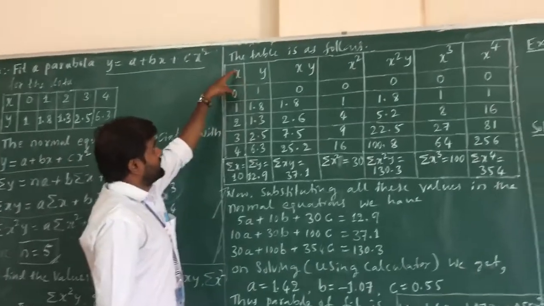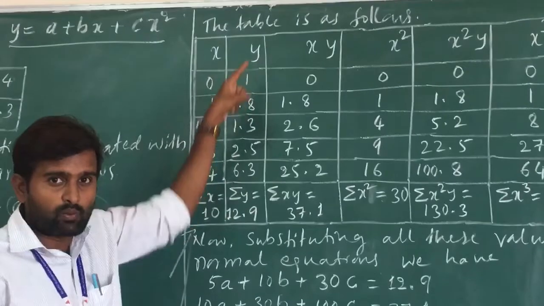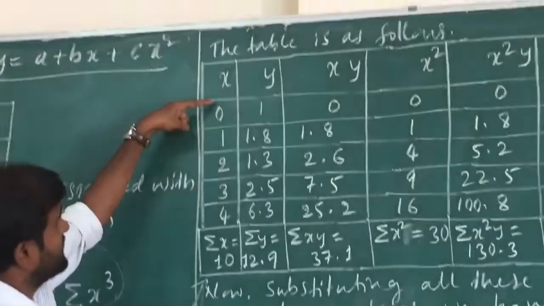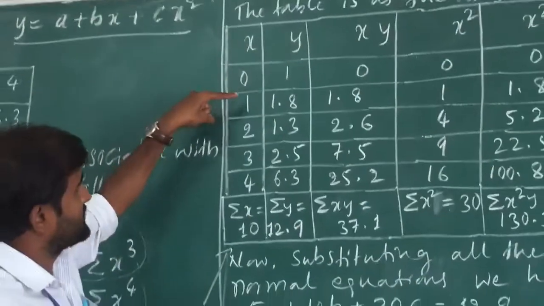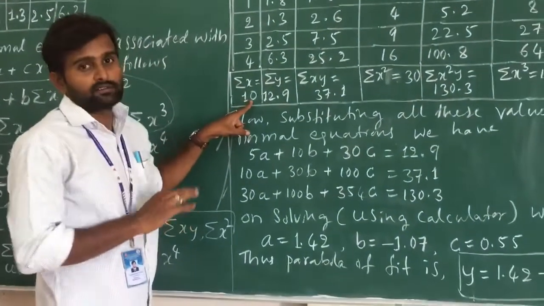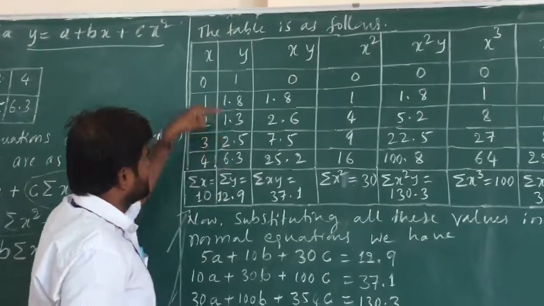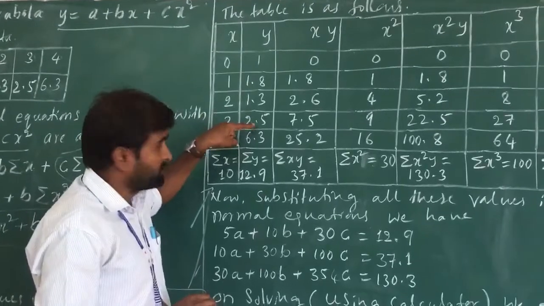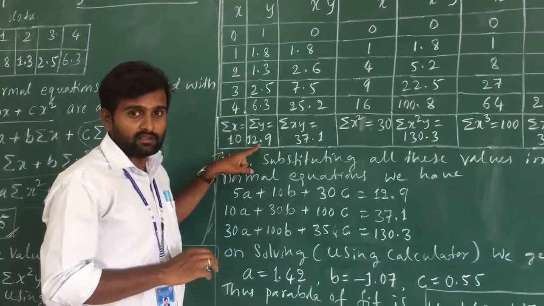Right? Now you have the x variable, then the y values. Now if you need the sum of x, add these all, same procedure as the previous example. So 0 plus 1 plus 2 plus 3 plus 4, the value is 10. Sum of x is 10. Similarly, sum of y: 1 plus 1.8 plus 1.3 plus 2.5 plus 6.3, and sum of y is 12.9.